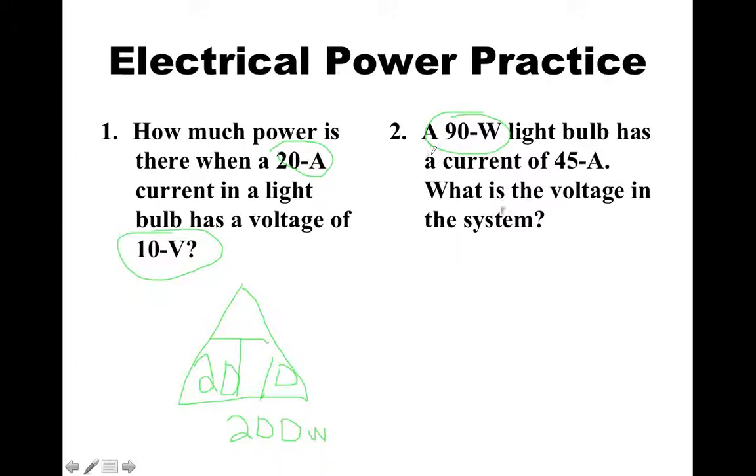So let's look at number 2. We got a 90-watt light bulb. And it has a current of 45 amps. And we want to know the voltage. So now I'm given power. And remember, my power is on top. So I'm going to put that 90 right up here. So remember, if it's up top, the operation we're going to perform is divide. The current is 45 down here. And we're going to solve for voltage, which is right there. So 90 divided by 45 is 2. So when you divide 90 by 45, you get 2. And on there, it's volts.